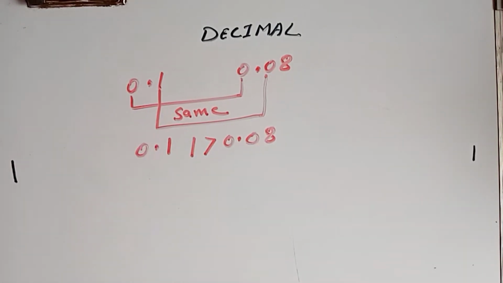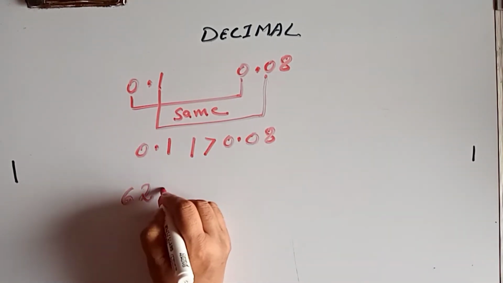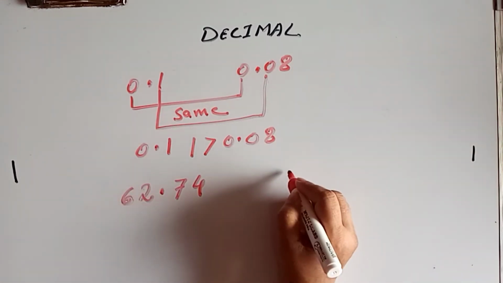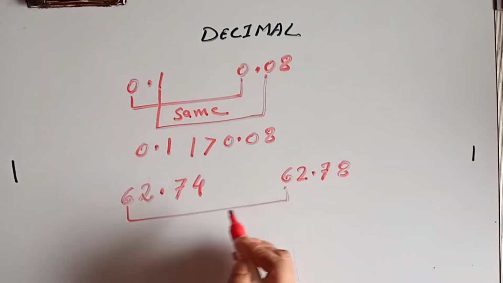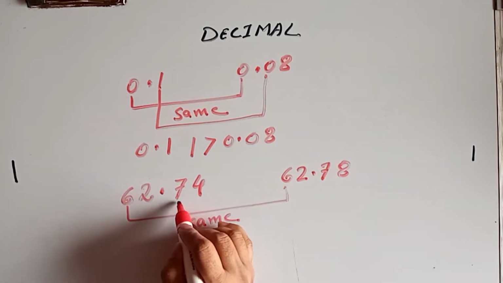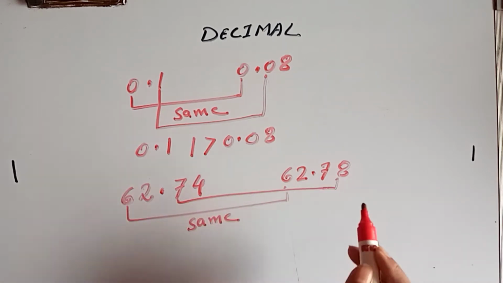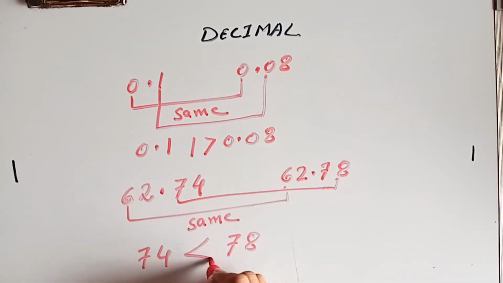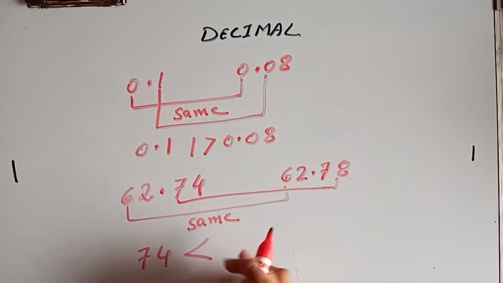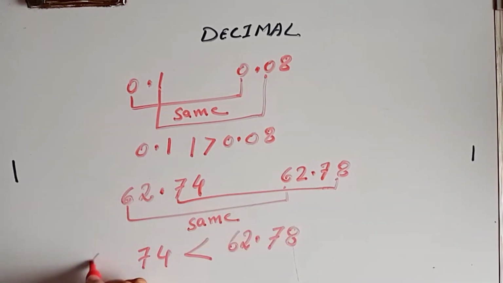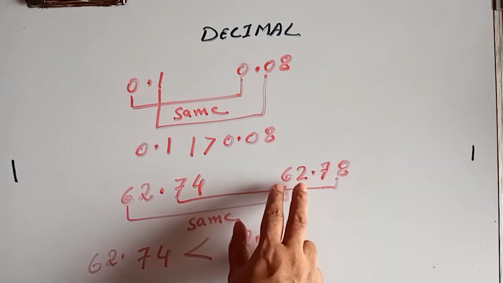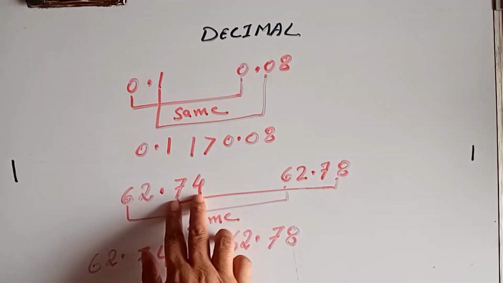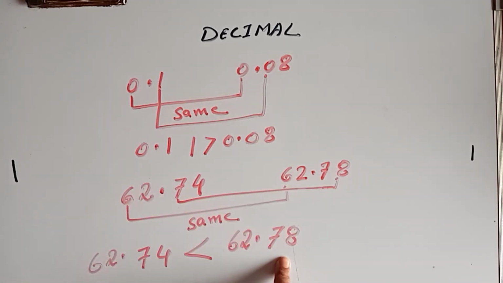Okay, now we will take one more example. Suppose 62.74 and 62.78. Now here 62 is same. Then we will go to the next one. This is 74 and 78. So 78 is bigger. That means 62.78 is bigger than 62.74. You have to check, you will compare digit wise. 62 is same, so you will go to the next digits, that is 74 and 78. So 78 is bigger than 74. This is the way to compare.